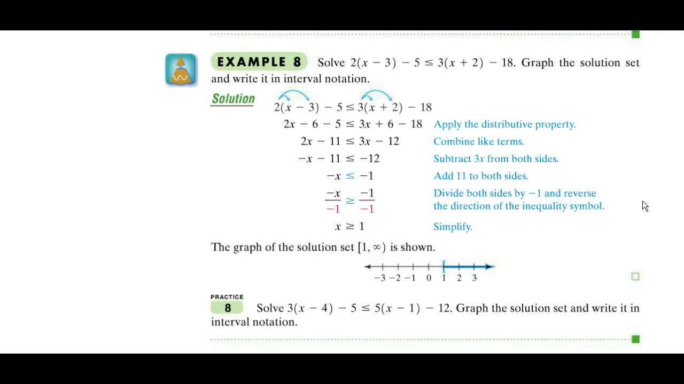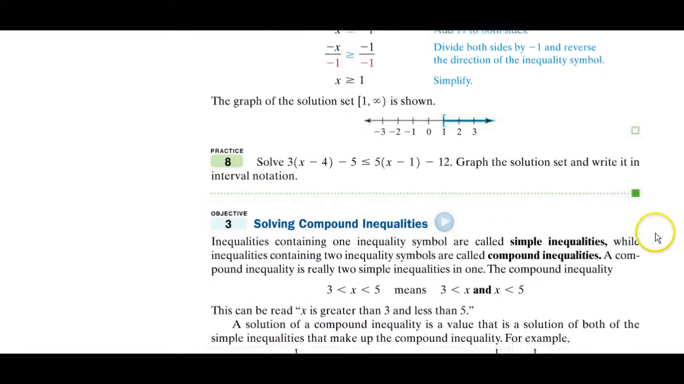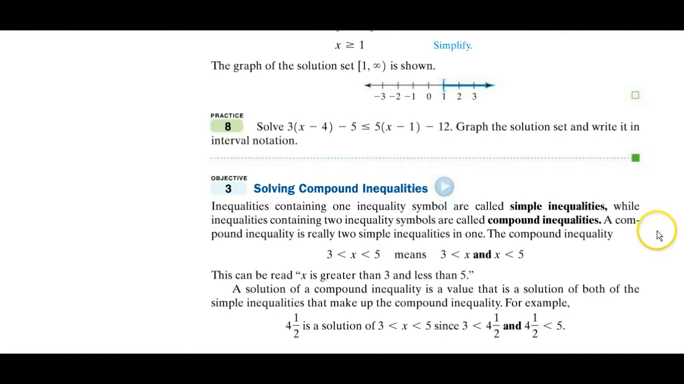Example 8, again, everything the same. Distribute, collect like terms. Now, if you move the negative x to this side, that would have made it a positive x. Then that would have gone to this side, but it works either way. And we'll try to keep this a little bit short here.